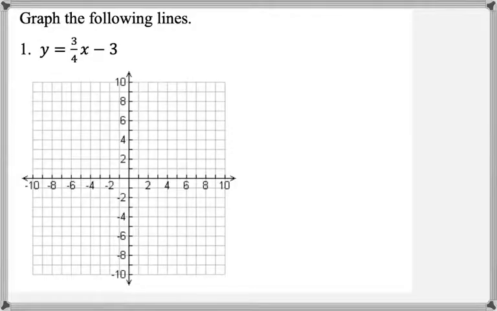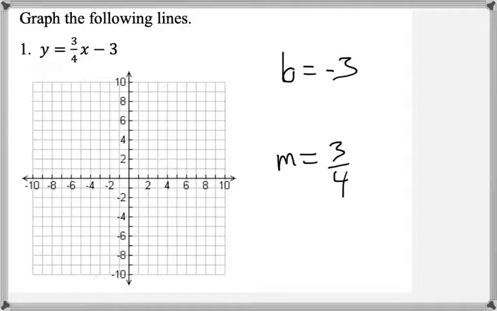On question number 1, we are graphing 3 over 4 times x minus 3. So this line is already in slope-intercept form. So the y-intercept is negative 3, and the slope is 3 over 4. So this means that our first point when graphing is 0, negative 3. That's the y-intercept.